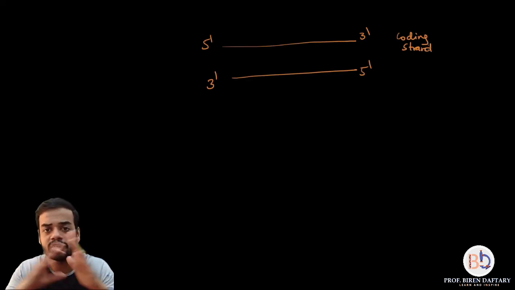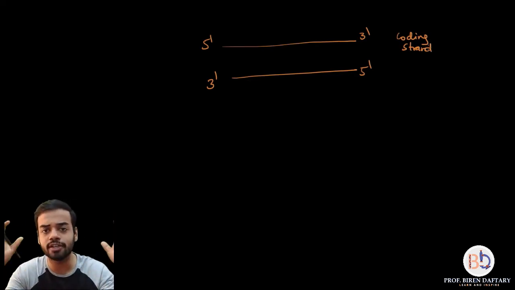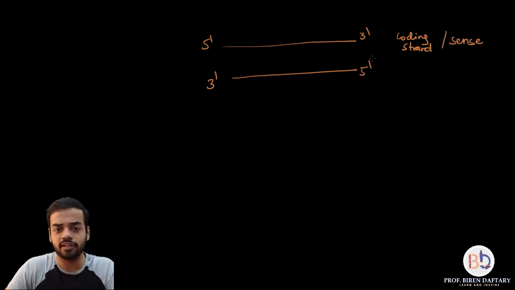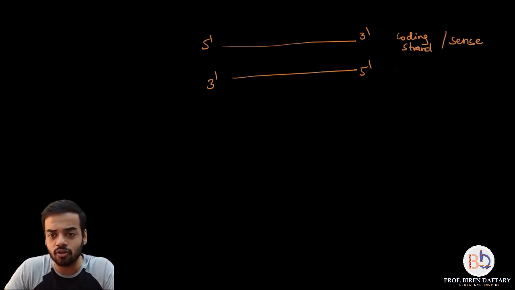This strand doesn't take part in transcription, it is not doing anything. And this strand is also called the sense strand. Whereas this other strand, which has 5' towards the right-hand side, is called the template strand, correct? Or it is also called the anti-sense strand.